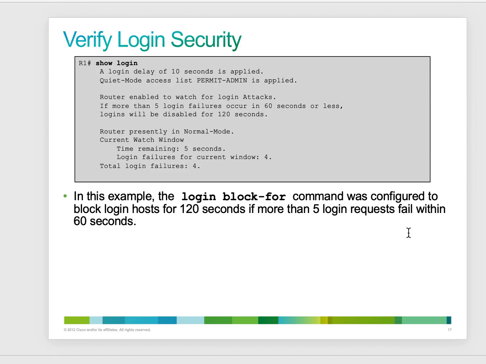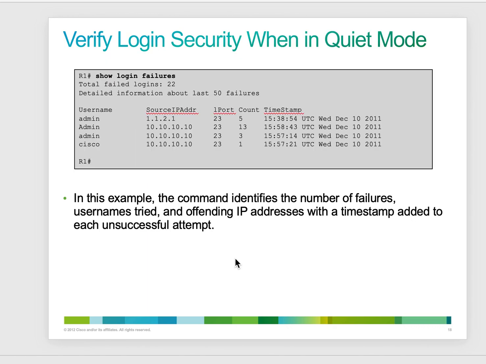Now verify login security. If you want to verify the login security as an administrator, just type router1# show login to display all the logins: who has logged in, when, at what time, and so on and so forth. It will display all the logins that have taken place to router 1. So just type this command, router1# show login, in the command line interface, and it will display the logins that have taken place.